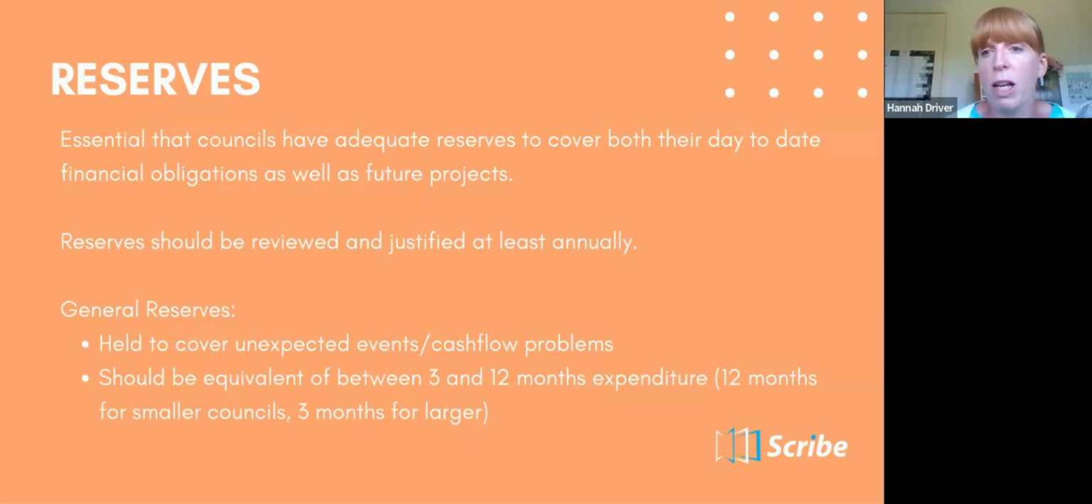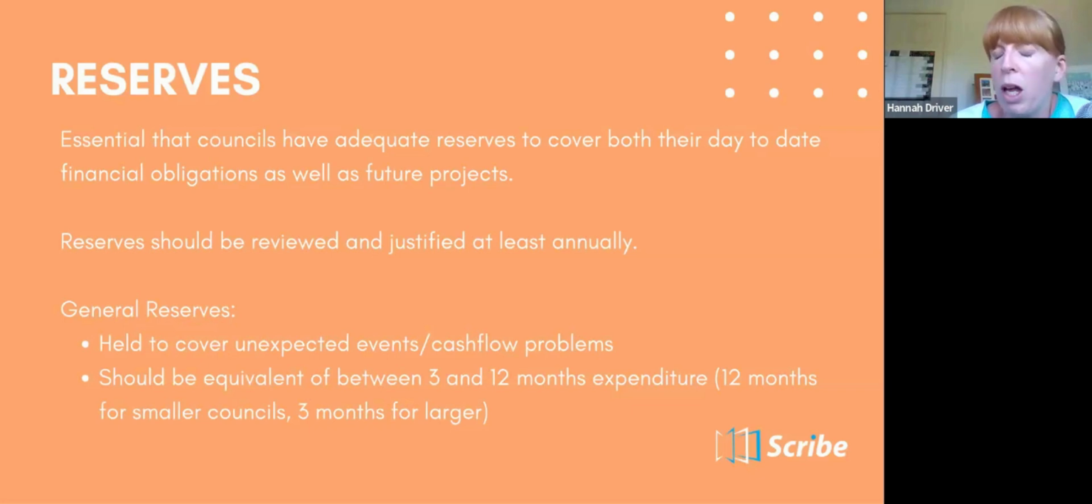But obviously you need to be really mindful if you're ending up with budget surpluses each year, maybe the precept's that little bit too high and you're ending up with a high level of reserves. So you've got your general reserves, that's how to cover unexpected events or cash flow problems. So if the precept's not paid on time or something unexpected happens, you find yourself needing to pay out for something unexpectedly. And that should be equivalent between 3 and 12 months expenditure.